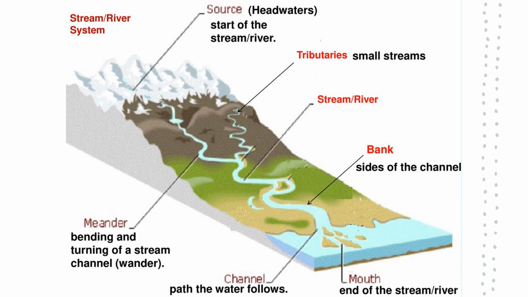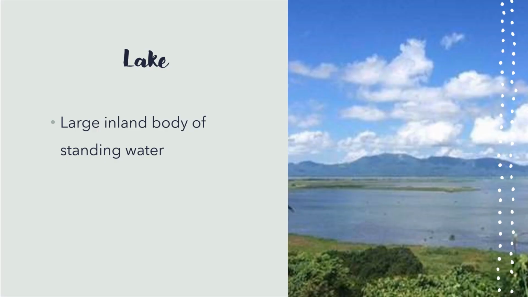And also there are what we call tributaries, which are just small streams. So you can also see in the picture the bank, which is again, like what I said, the sides of the channel. And also you can see the mouth where the stream or the river ends. Okay, so next we have a lake.